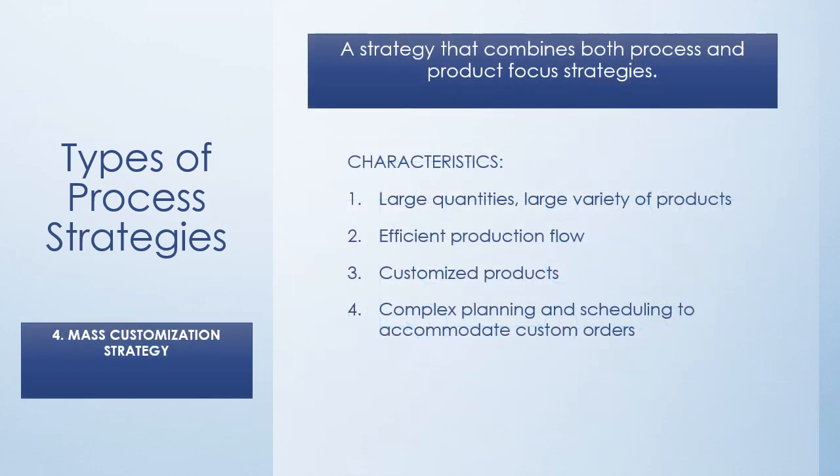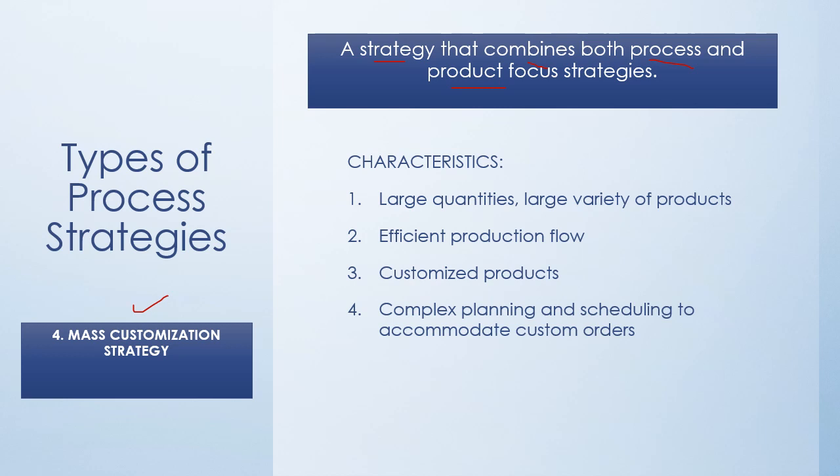Okay, and the last type of process strategy, we call it as mass customization strategy. So what is this? This is a bit unique strategy because this strategy is not defined as how facilities are organized or arranged. So mass customization strategy is a strategy that combines both process and product focus strategy. So mass customization is an output or a combination of process and product focus strategy.